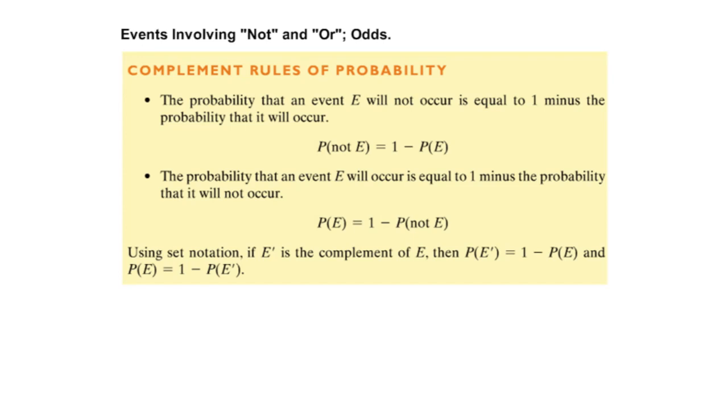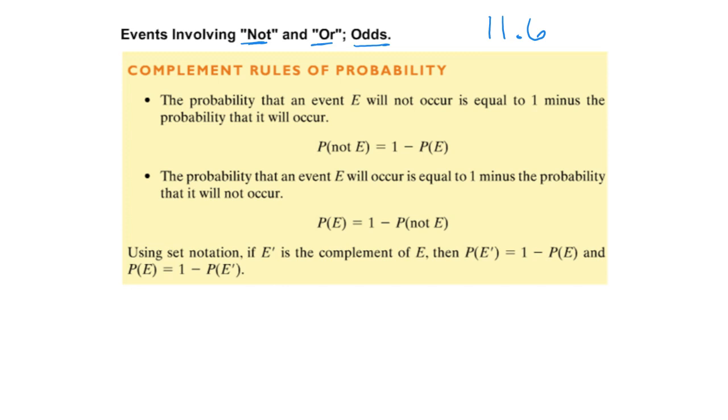All right, this is section 11.6. In this section, we're going to cover a few topics: events involving the word not, or, and also working with odds. All right, so let's take a look at our first set of rules here.